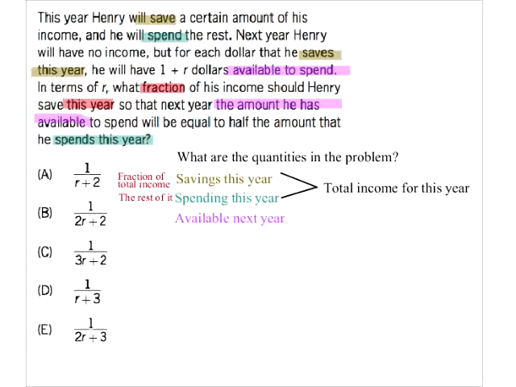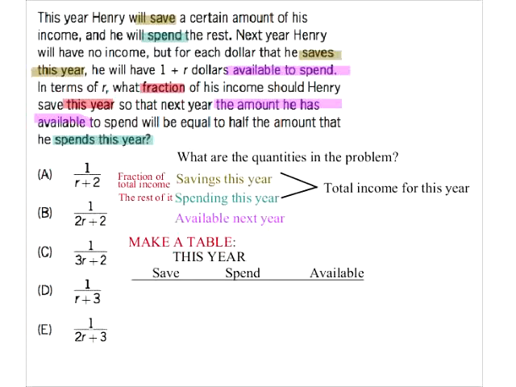So you can do that. So let's make a table. And again, you can make a table without having any mathematics in the table. Because you don't do the mathematics until you have a table. So it doesn't need to be anything super amazingly fancy. It just has to be like, okay, we have this year, save, spend, and then next year available. And those are the quantities.